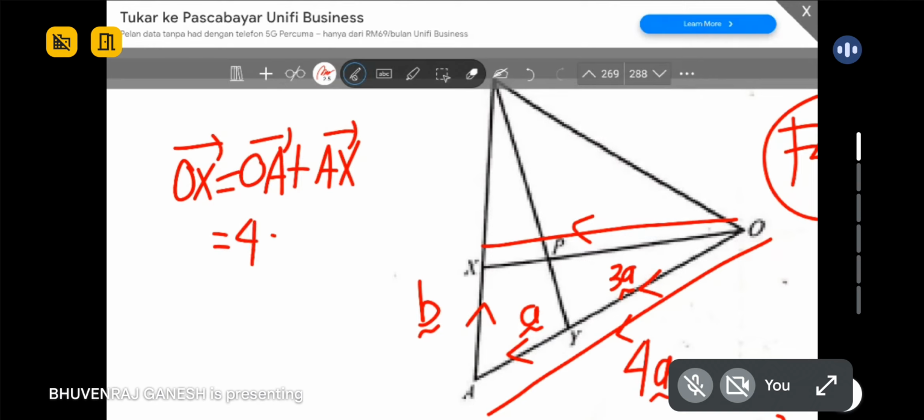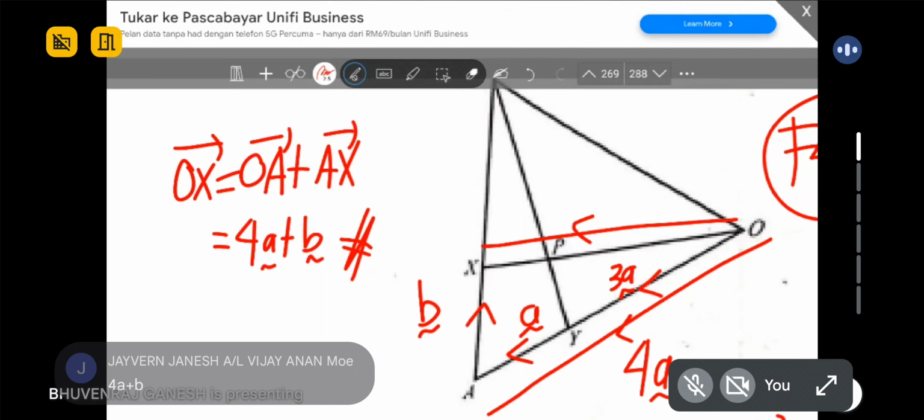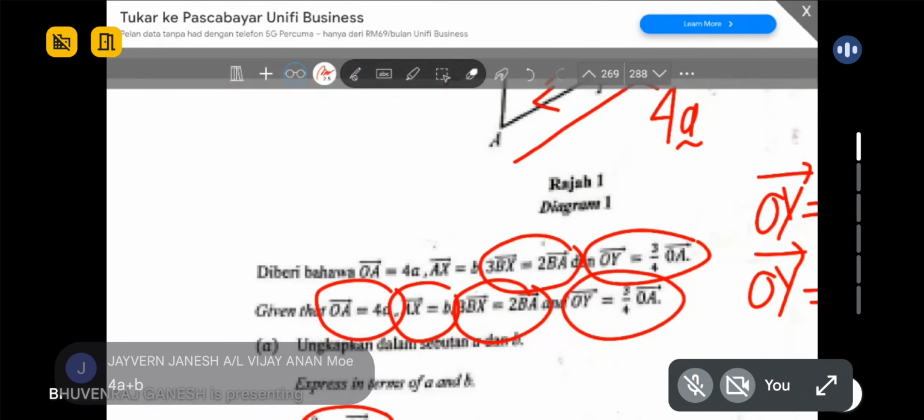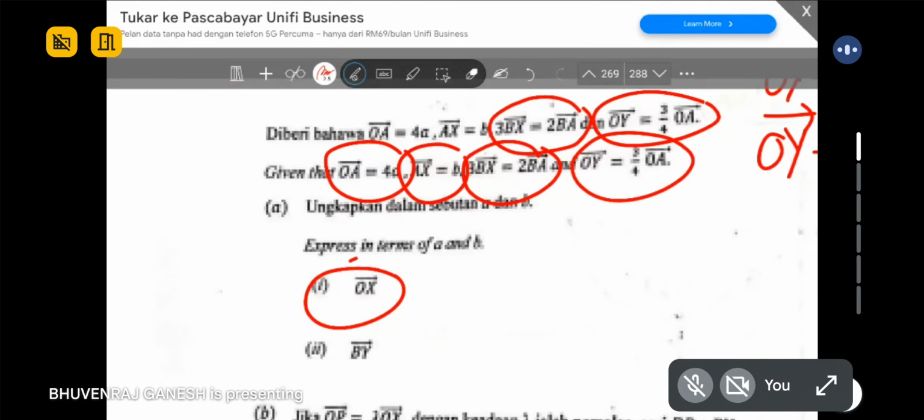So OA is 4A, AX is B. So this is your answer. Understand, guys? That's all. That's how you answer. Okay, next one.